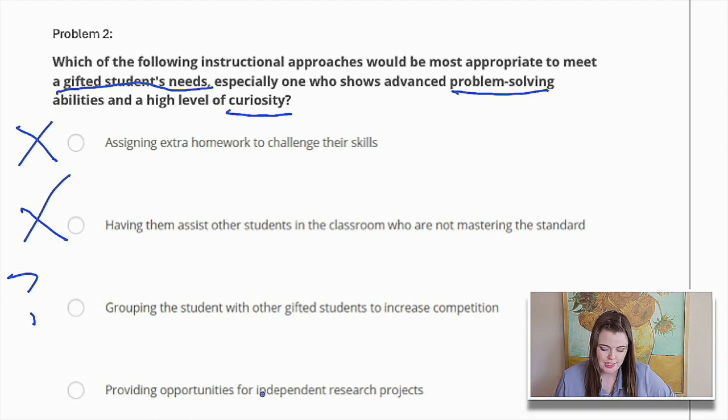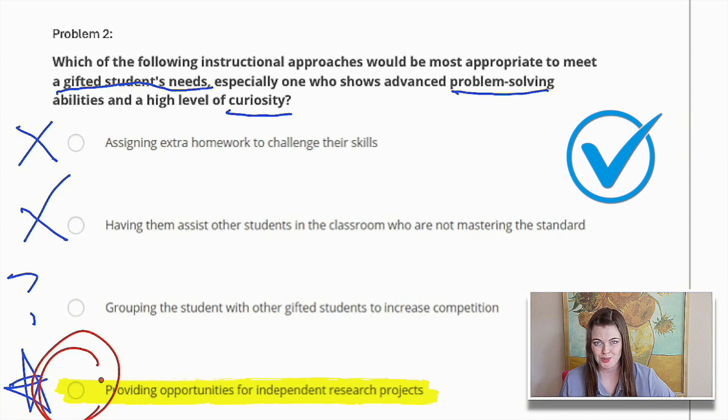Providing opportunities for independent research projects. Now, I think this one is a great answer choice because this student specifically has a high level of curiosity. And so when we give the student the opportunity to independently research a project, this is going to pique their curiosity. It's going to make them excited to learn. So this one is definitely going to be the best answer choice.